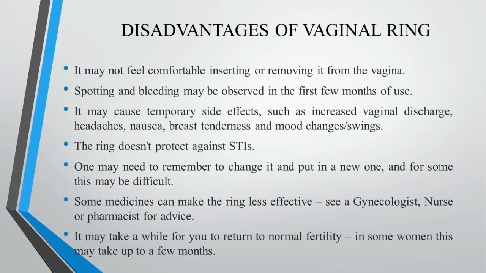Disadvantages of the vaginal ring include: it may not feel comfortable inserting or removing it from the vagina. Spotting and bleeding may be observed in the first few months of use. It may cause temporary side effects such as increased vaginal discharge, headaches, nausea, breast tenderness, and mood swings. The ring doesn't protect against sexually transmitted infections. One may need to remember to change it and put in a new one, and for some this may be difficult. Some medicines can make the ring less effective, and it may take a while for you to return to normal fertility. In some women, this may take up to a few months.